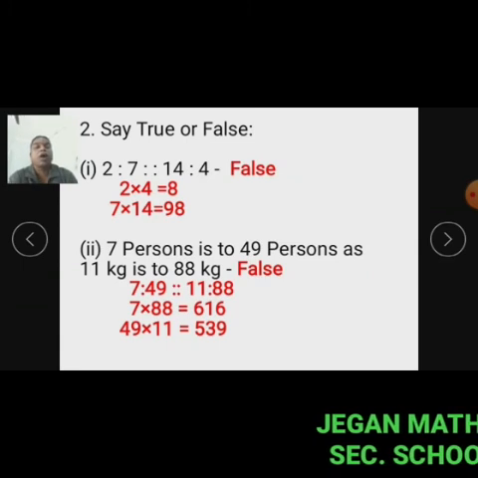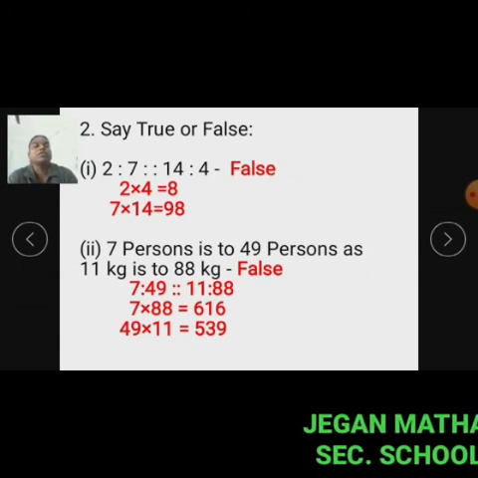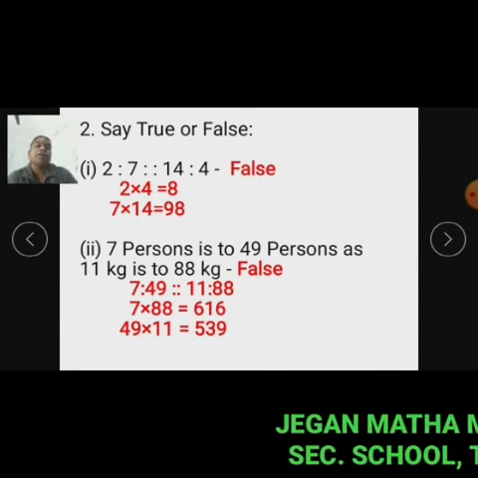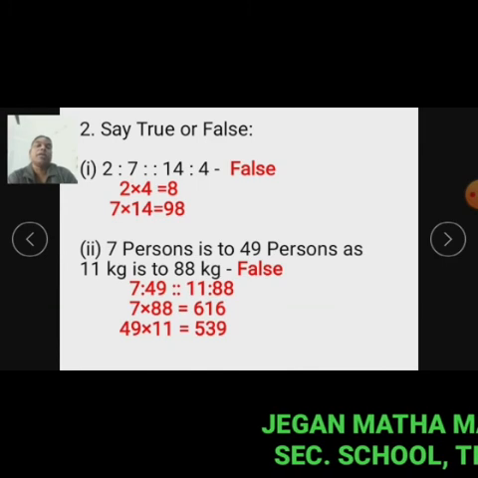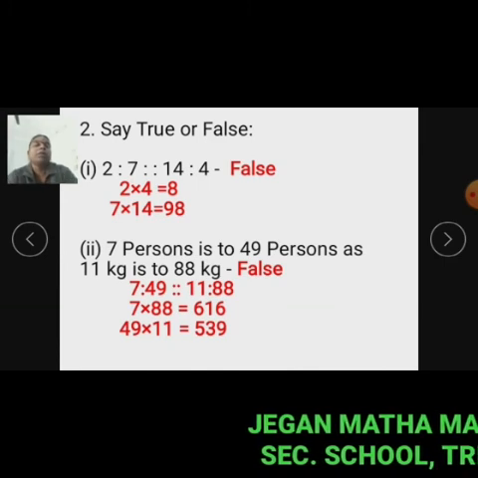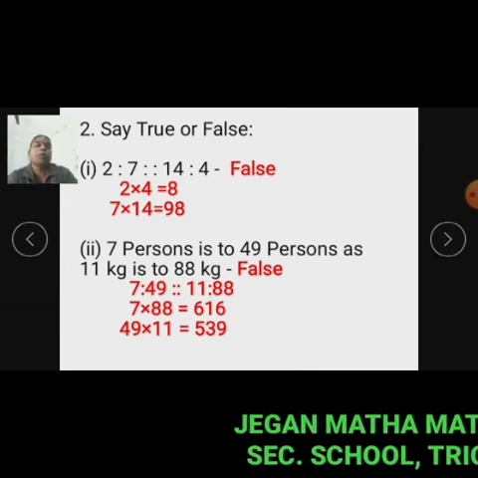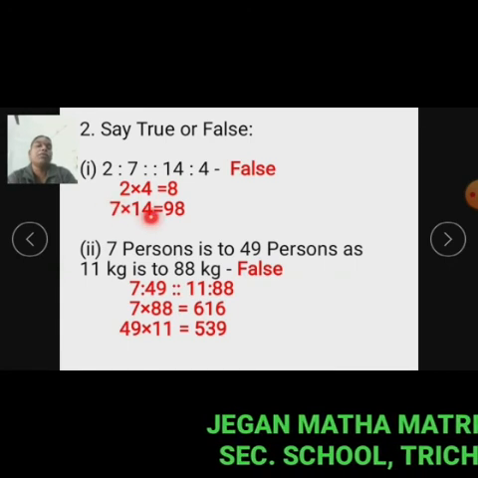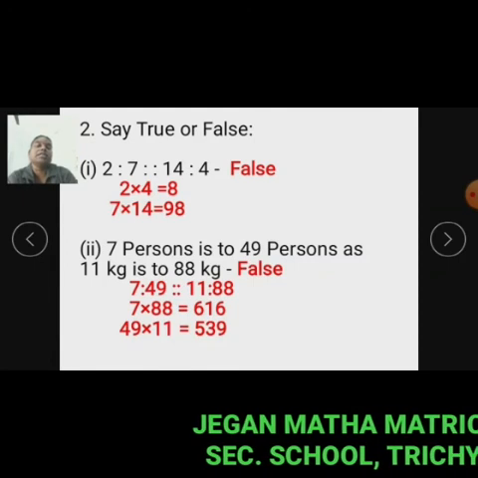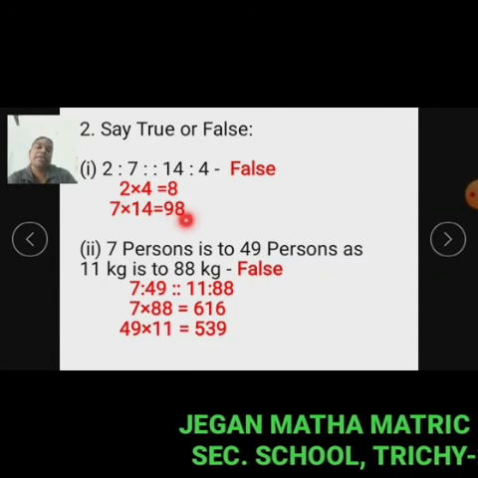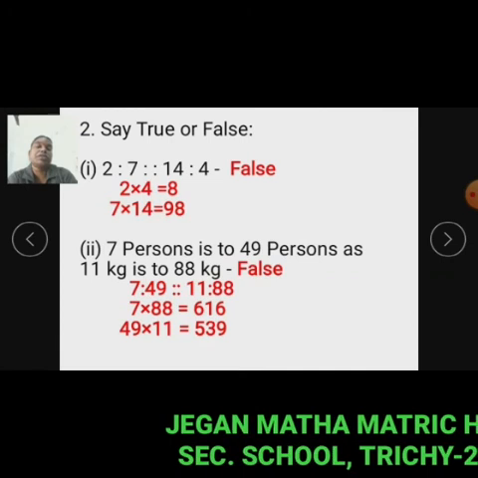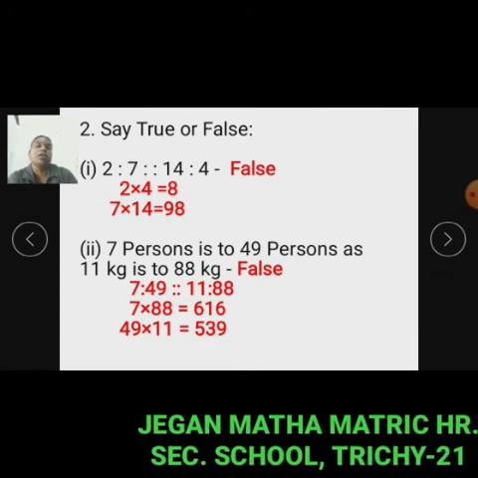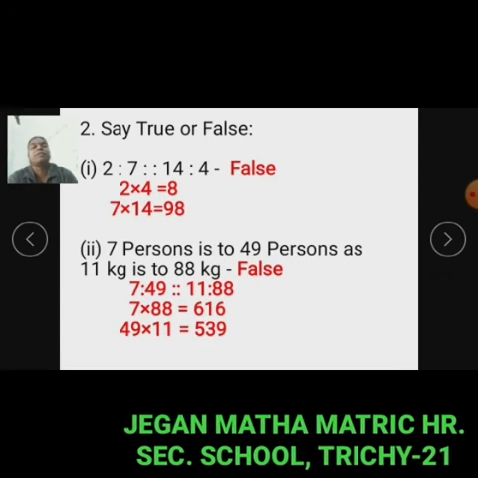Next say true or false. Subdivision 1. 2 is to 7 is proportion to 14 is to 4. This statement is false, because the product of extremes 2 and 4 equal to 8. The product of means 7 and 14 equal to 98. So 8 is not equal to 98. So the given ratios are not in proportion. So the statement is false.